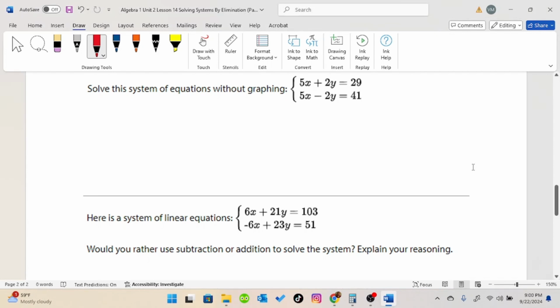Practice problem number 3. Solve this system of equations without graphing. We're concentrating on the elimination method. And if you look at this system, what I want you to notice is this portion right here with plus 2y and negative 2y. If you have opposite variables, use addition to eliminate them.